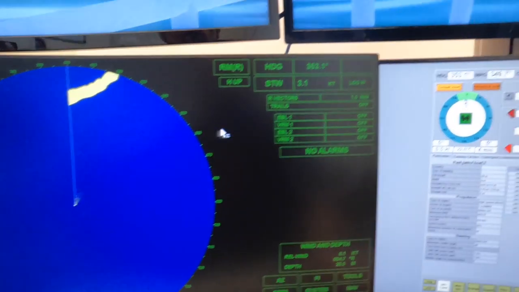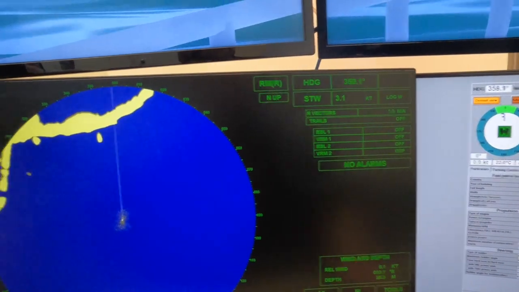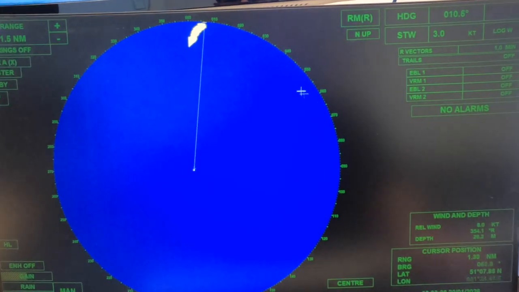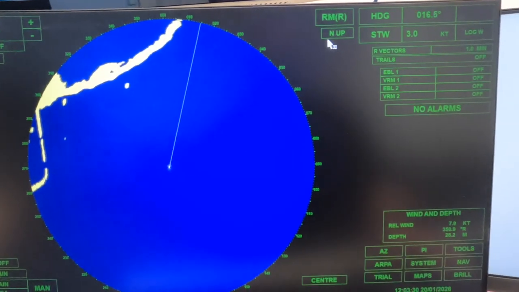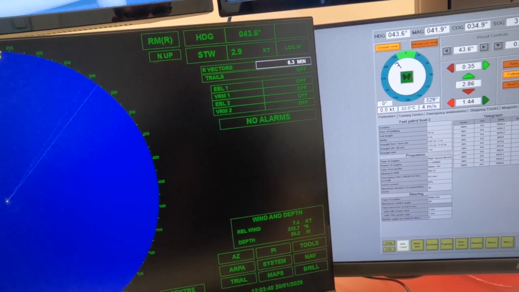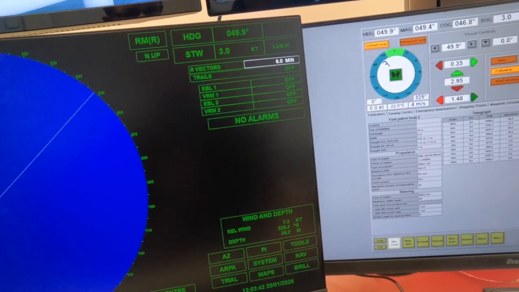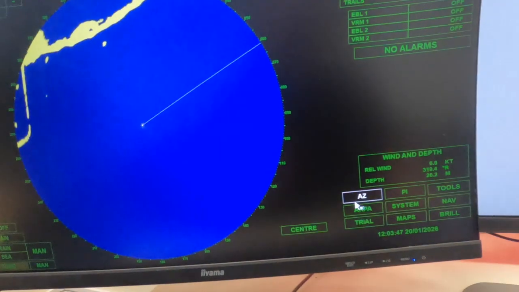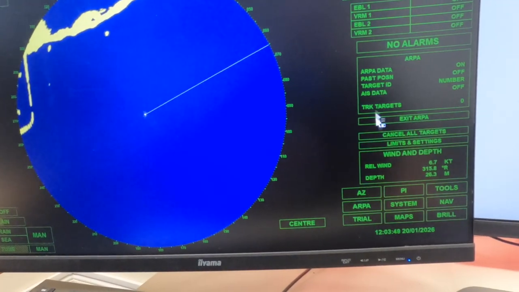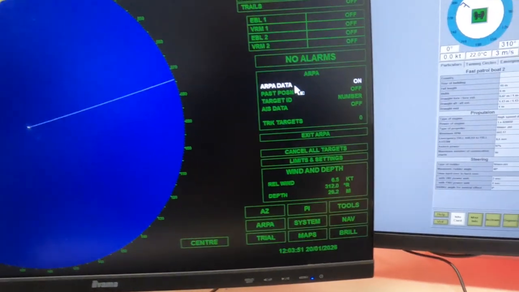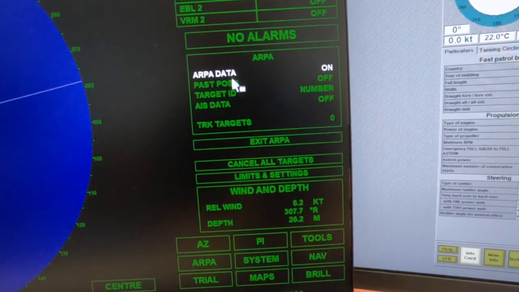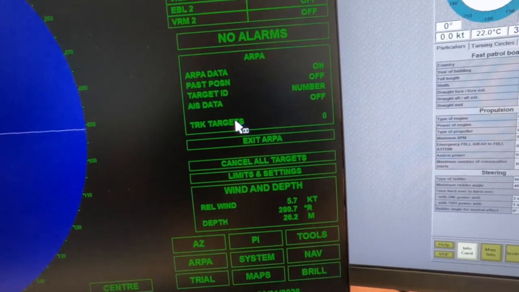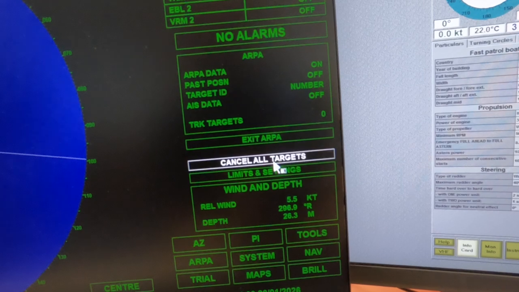I've just gone down to 1.5 miles to give better definition close in. With 1.5 miles, we can put it on short pulse. As the pulses decrease, we get a better definition of the Dover Harbour north up. We can determine the time with relative vectors. We pop that on 6 minutes, trails off, and then we can click on the ARPA and have a look at that. And with ARPA there, we can put the data on as past positions, target ID, and the amount of targets that we're tracking.